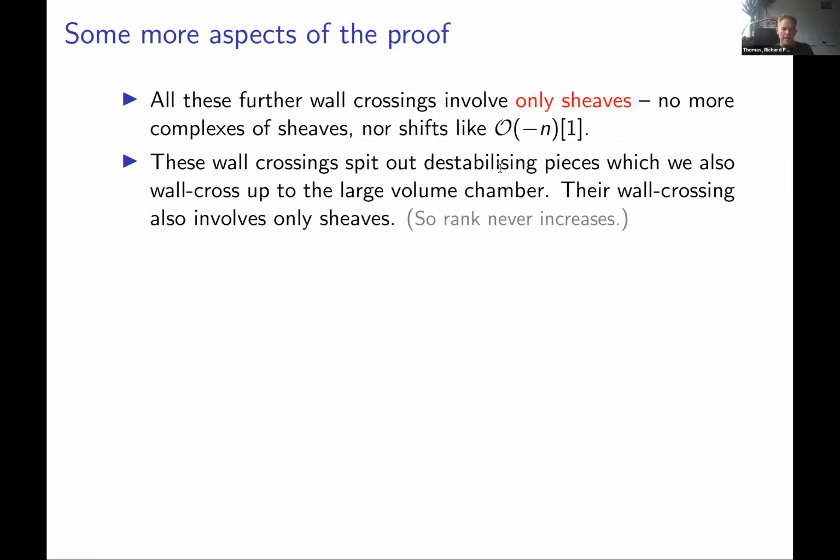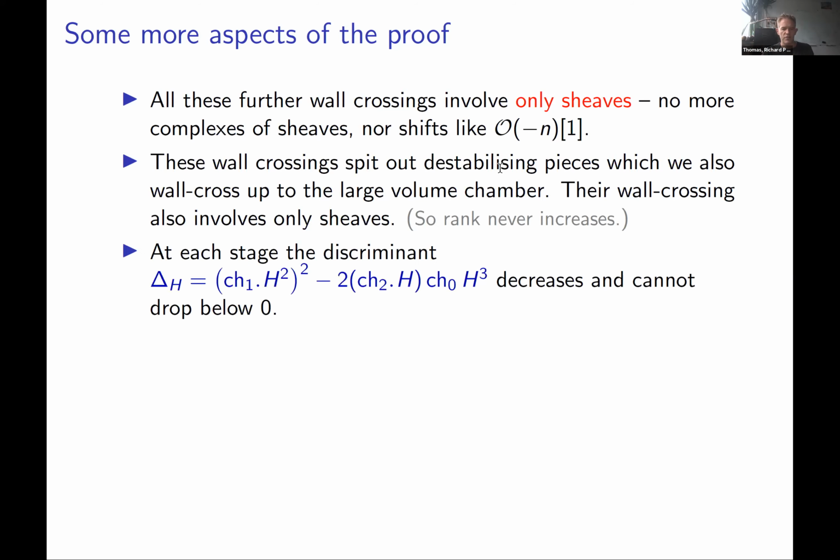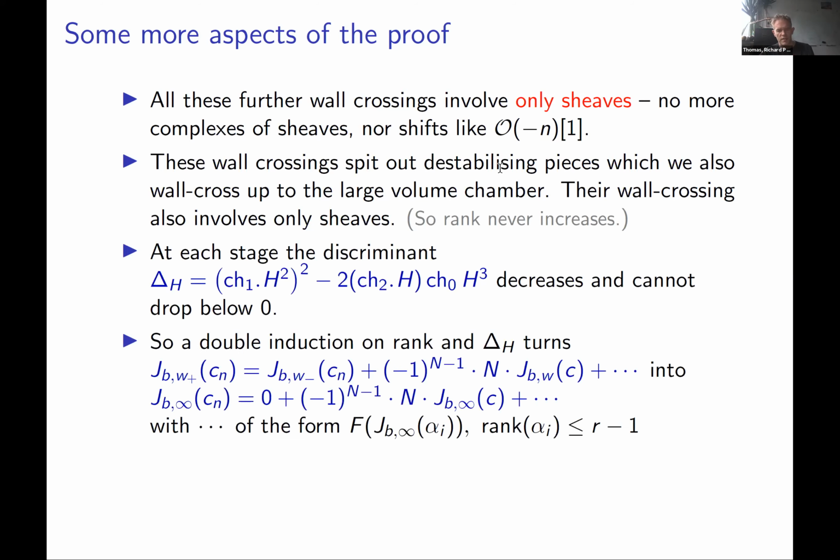And so we have some control, and we can talk about them being of lower order terms. But really, the rank doesn't strictly drop. It might stay the same because the pieces I split into might have one of them be rank zero and the other one have the same rank. So we need something more, and that's given by something called the discriminant. And it turns out this strictly decreases each time you cross a wall. And so that gives us another quantity to induct on.